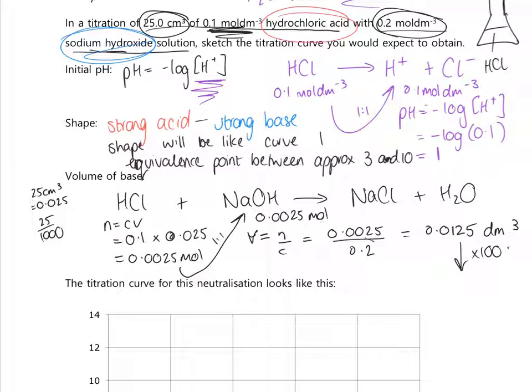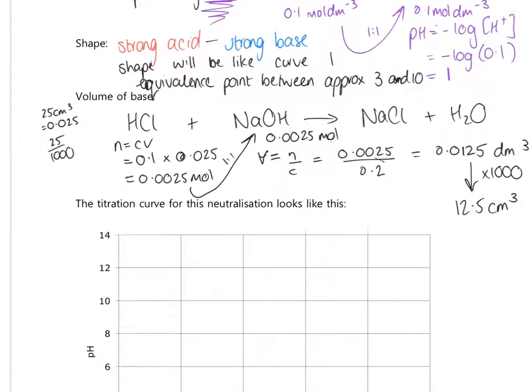What do you probably want to convert that into? Centimetres cubed. Why would you convert 25 centimetres cubed in the first place? Because it needs to be in decimetres cubed to use that equation. As long as you remember on the other side that it's still in centimetres cubed, times by 1,000, that gets us 12.5 centimetres cubed. So that is the volume of base at which your inflection point is going to happen. So taking all of that information, are you ready to plot this curve?